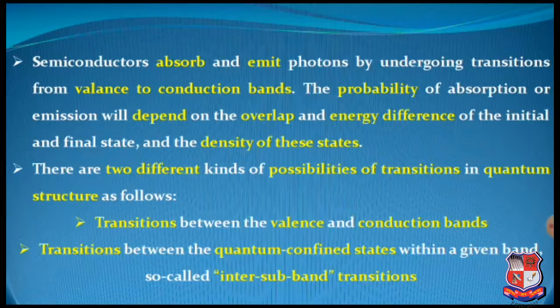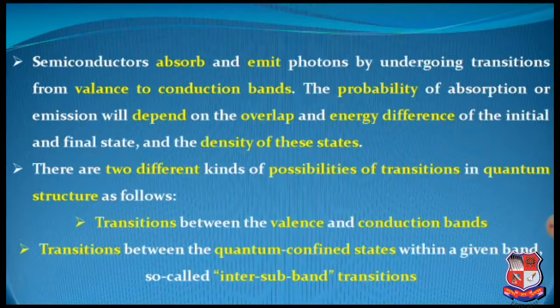As I told you earlier, semiconductors absorb and emit photons of energy h mu by undergoing transition from the valence band to the conduction band. As we all know, inside the semiconductor the electron travels from the valence band to the conduction band, leaving behind space for holes inside the valence band. But how does this electron travel from valence to conduction? By gaining an amount of energy equal to h mu.